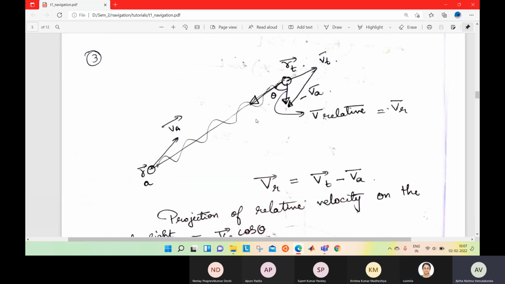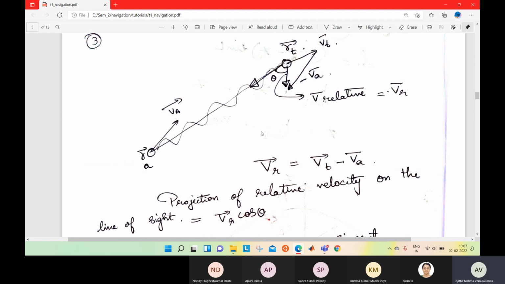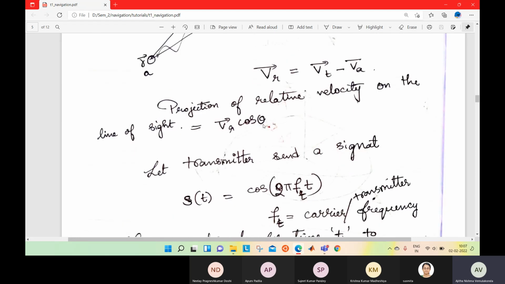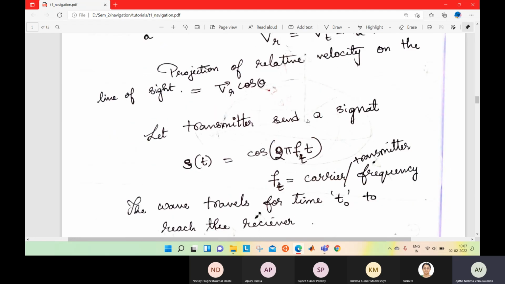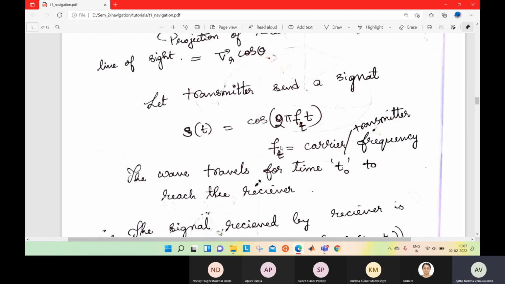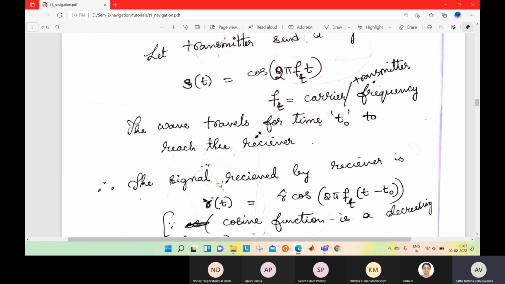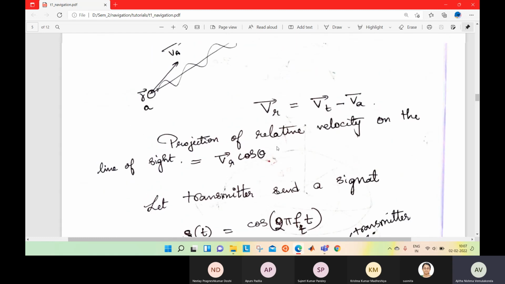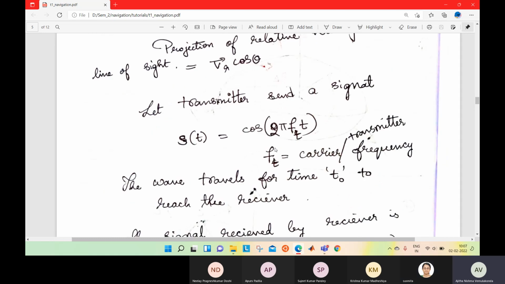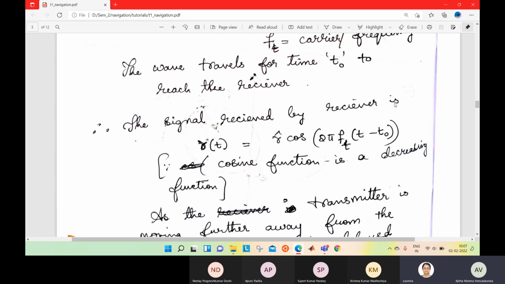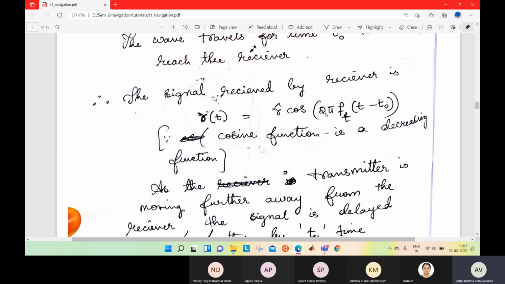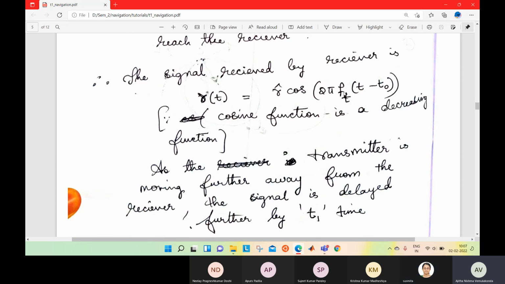This is what you have given us. This is the relative velocity. Component of relative velocity in this direction is Vr cos theta. Now we have to find the shift in frequency of these waves. So this is the projection. Let the transmitter send a signal cos 2 pi f t, where f is the transmitter frequency, and the wave travels for time t naught. The time taken by this wave to travel to the receiver is t naught. So the signal received by the receiver would be this amplitude cos 2 pi f (t minus t naught). Since it is a decreasing function, it is t minus t naught.